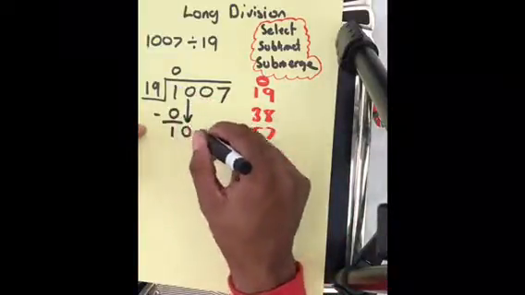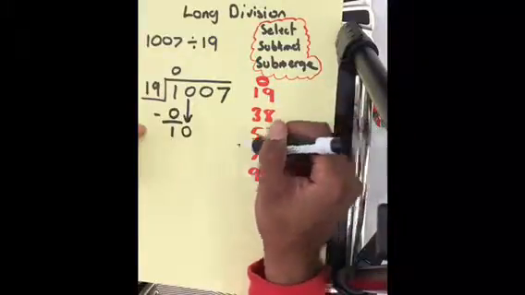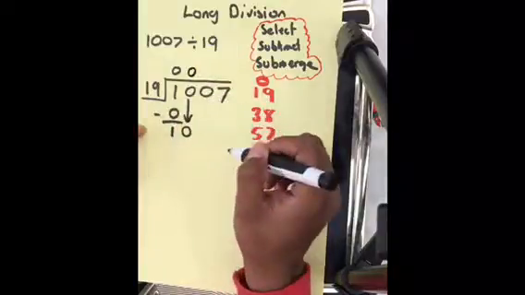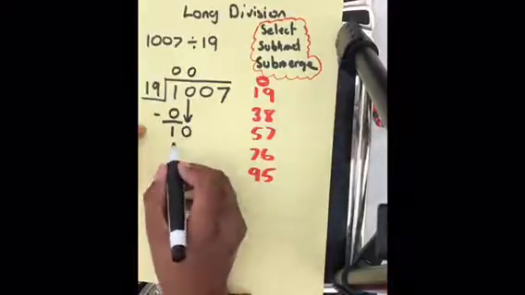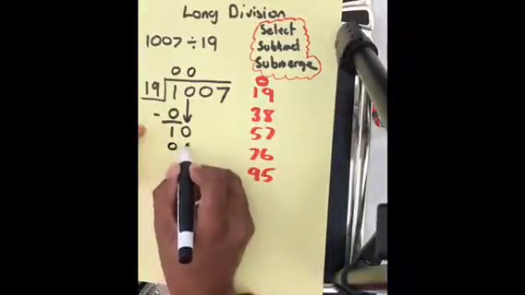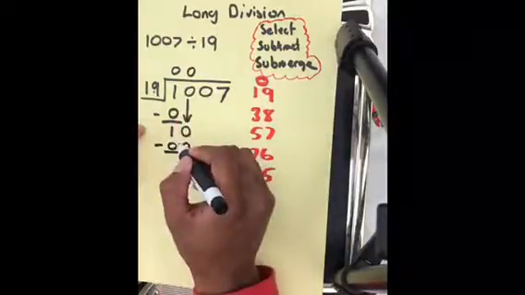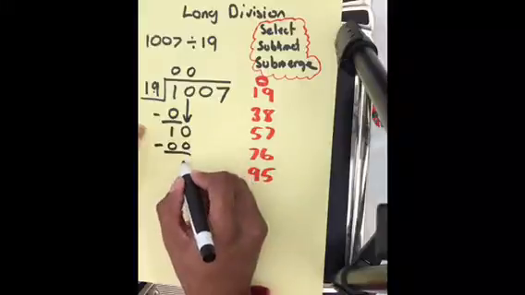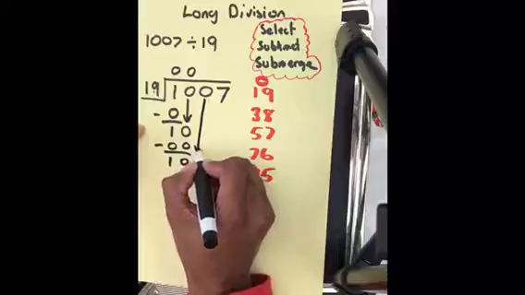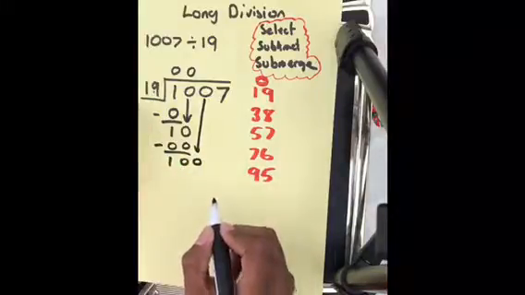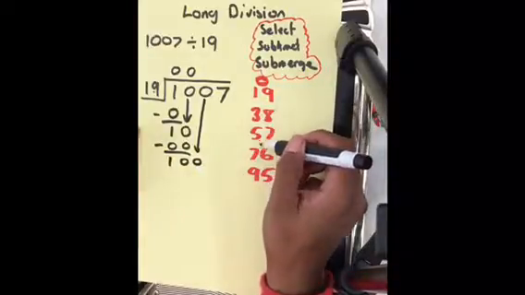So I've got the number 10 to deal with. Unfortunately, 10 is still smaller than what I've got to play with here. So I still select 0 as my choice. And again, I do 0 times 19, which is 0. So underneath this choice of 10, I'll put the number 0 down. Then I do a subtraction. 10 take away nothing is still 10. And then I submerge the next digit to come next to what I'm doing. Select, subtract, submerge.